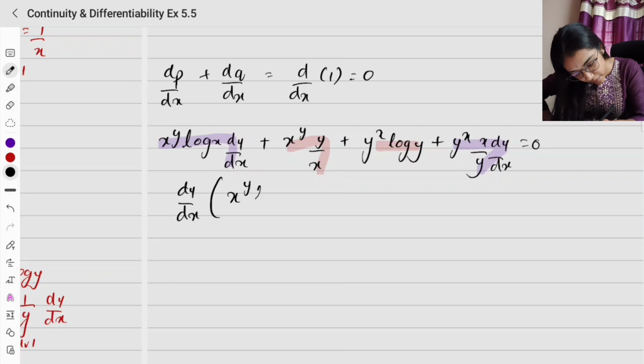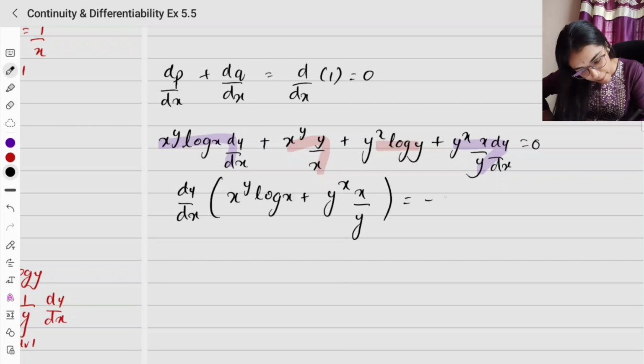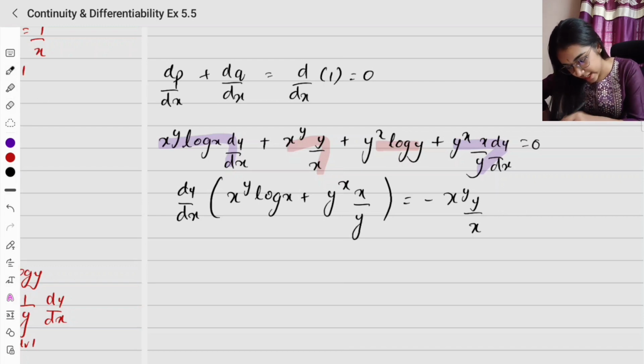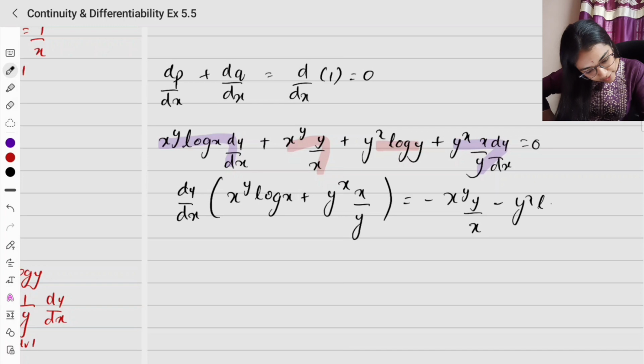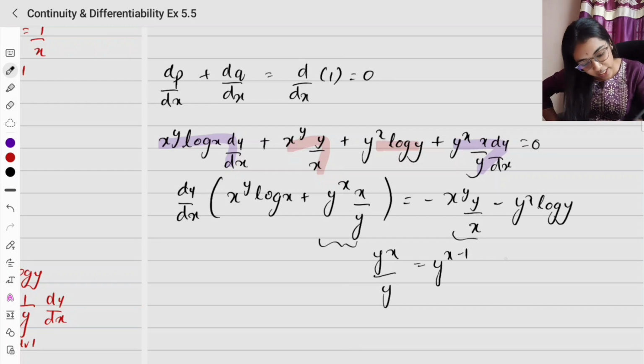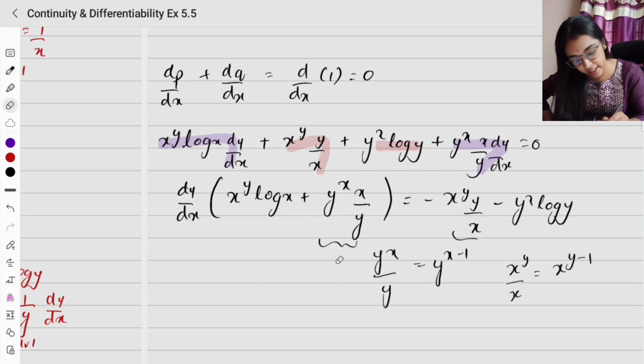consolidate, x power y log x plus y power x times x divided by y equals minus x power y, y divided by x plus, when it goes to the other side, I'll have a minus. So minus y power x log y. So what do I have here? I have y power x divided by y, which I can write as y power x minus 1. Can we write it like this? Then here I have x power y divided by x, which is x power y minus 1. Can we write it like this? So I'm going to write it like that. I'll erase this.